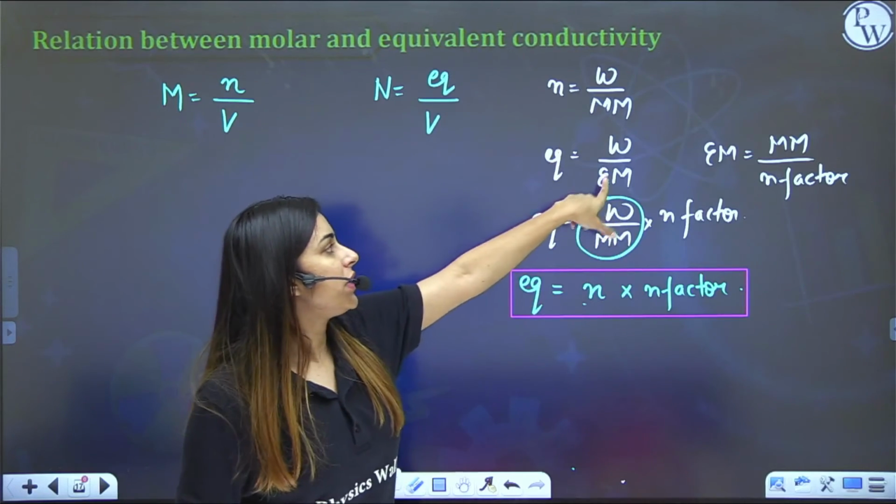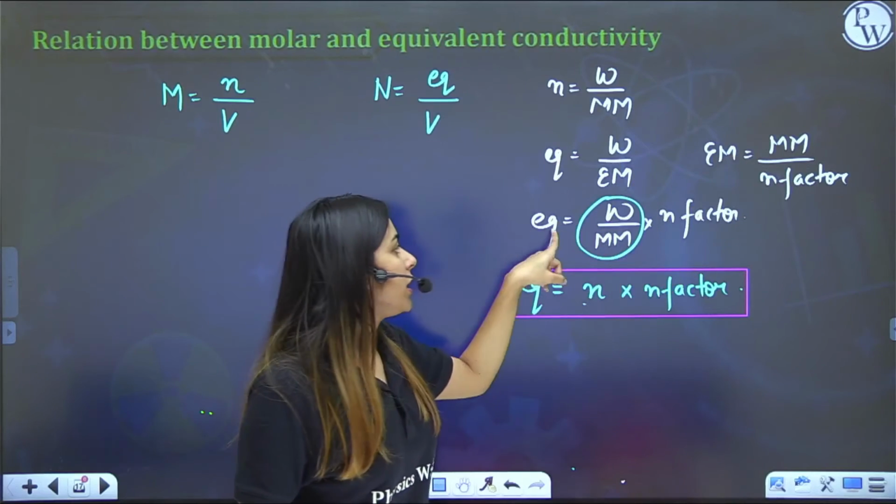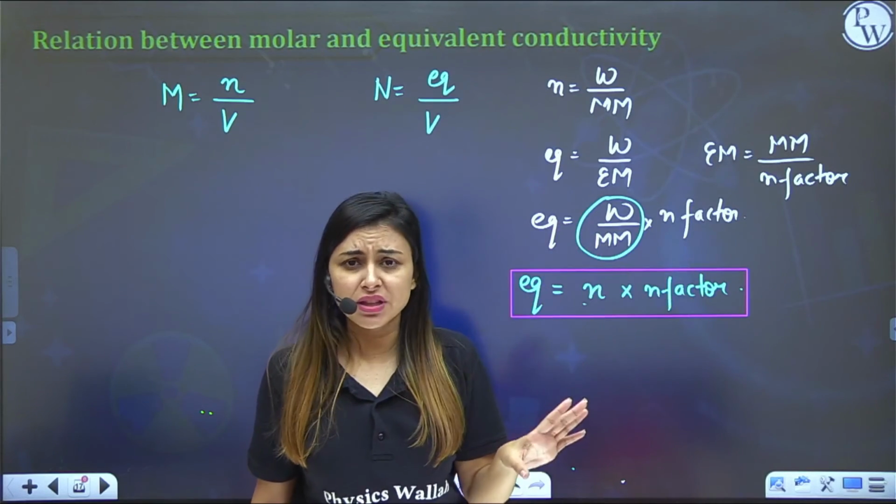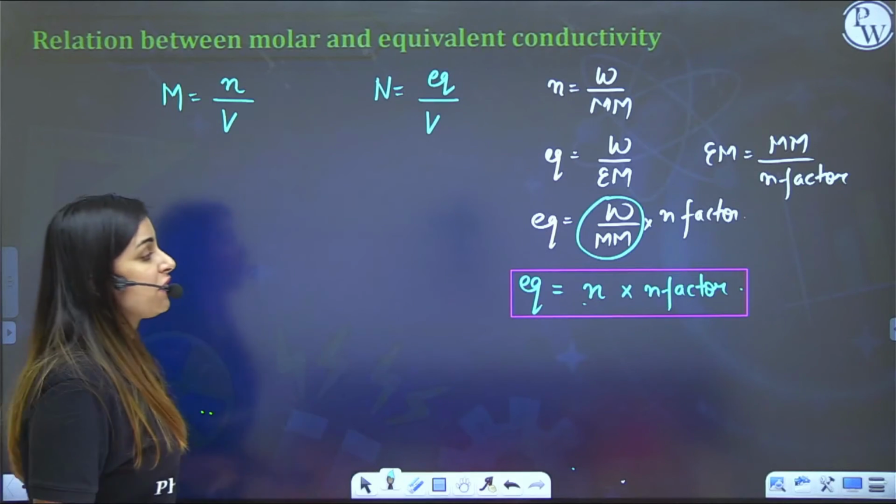I have told you everything about how I have derived it. I have derived equivalent mass. Equivalent mass is molar mass by n factor. Equivalence is equal to this. I have given you everything. Now you're clear with this. Now you have equivalence here.